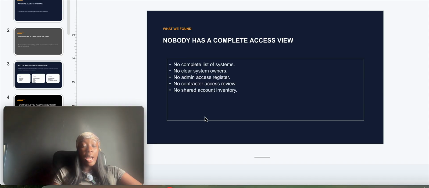And then no shared account inventory. In general, shared accounts, so for example, a mailbox where 5 or 6 people are logging in and taking action, is typically a no-no. It's not practical for one resource to be used by multiple people that are not named.